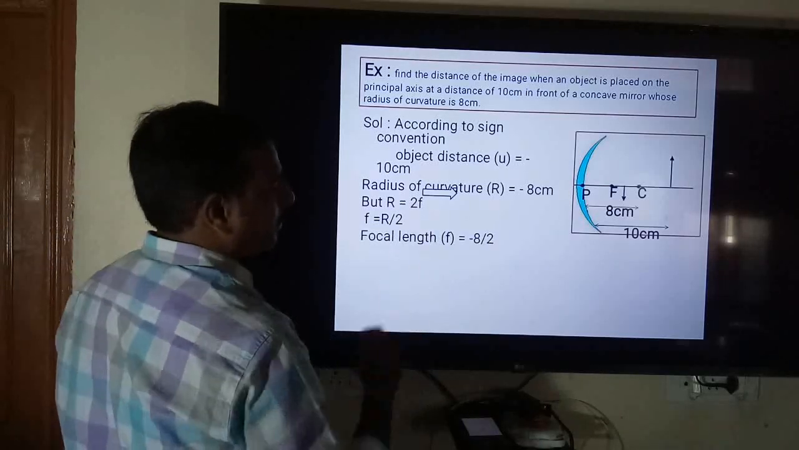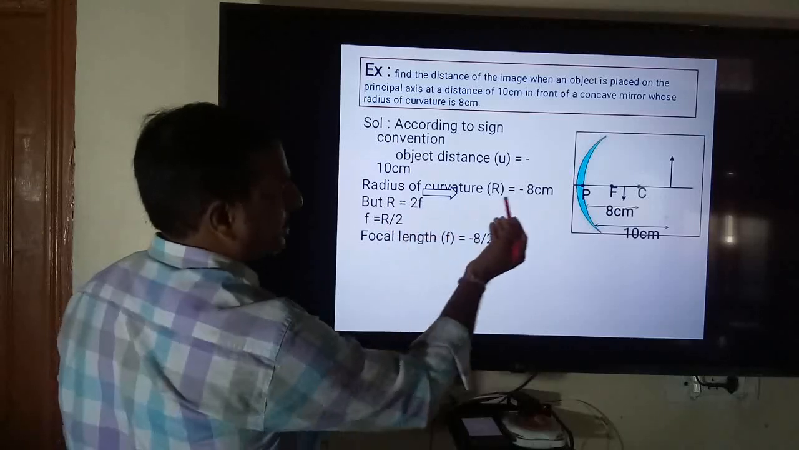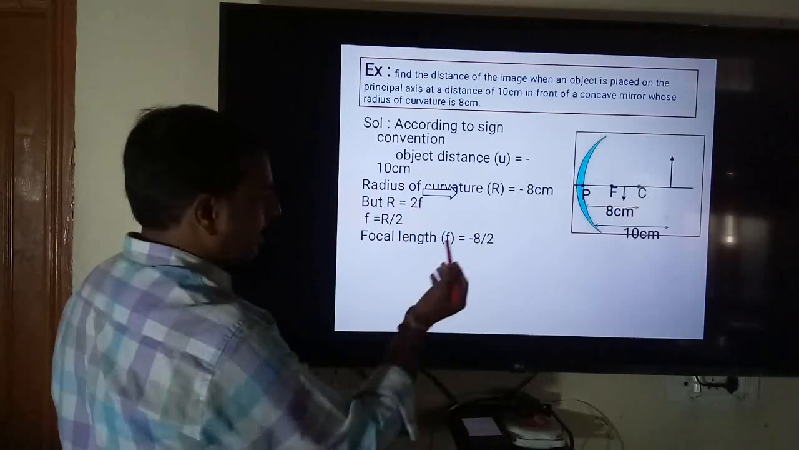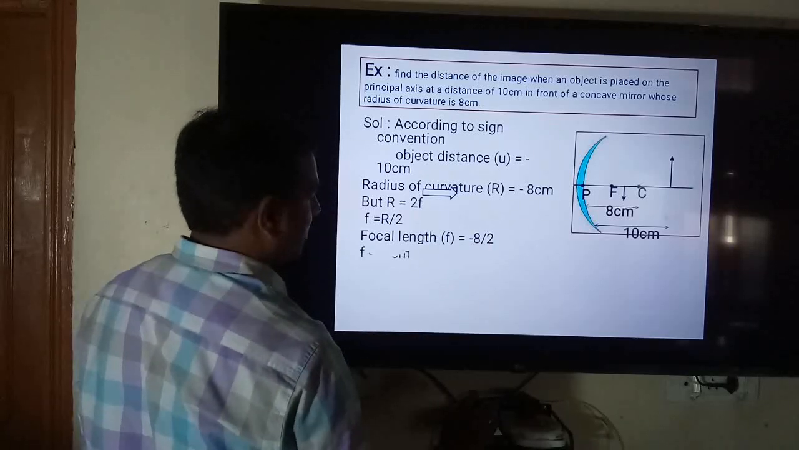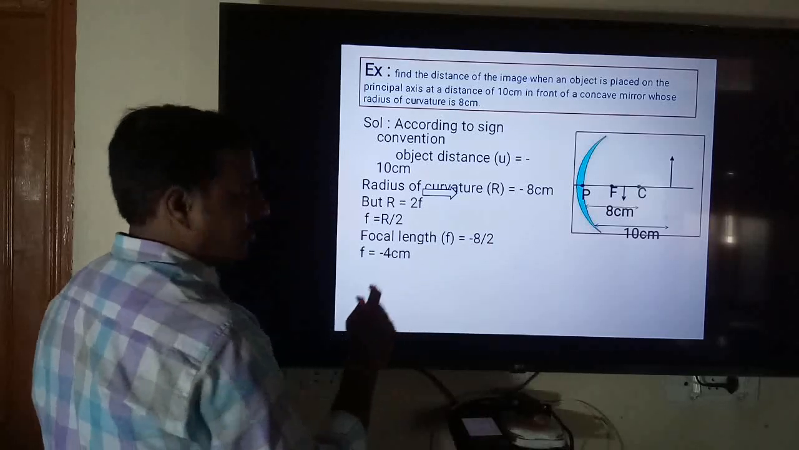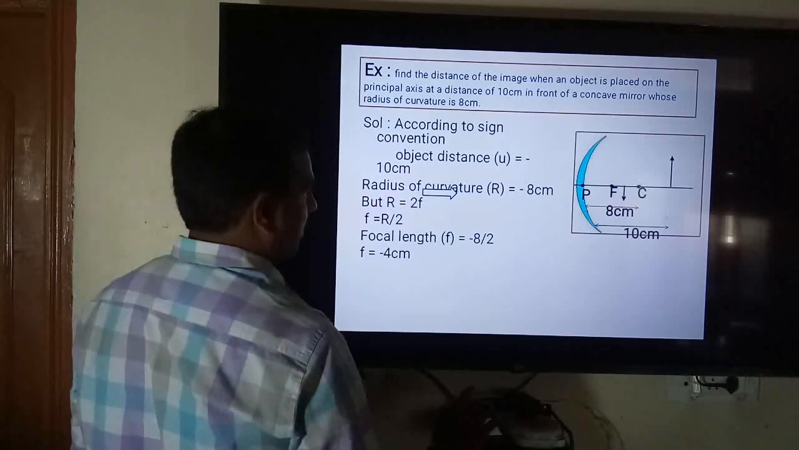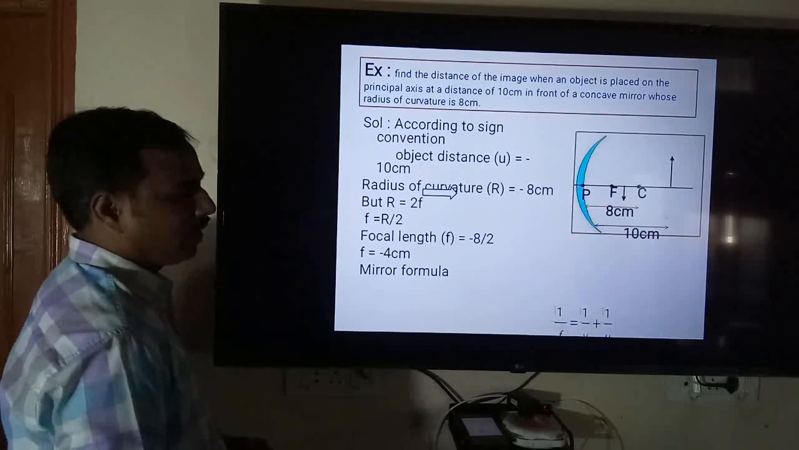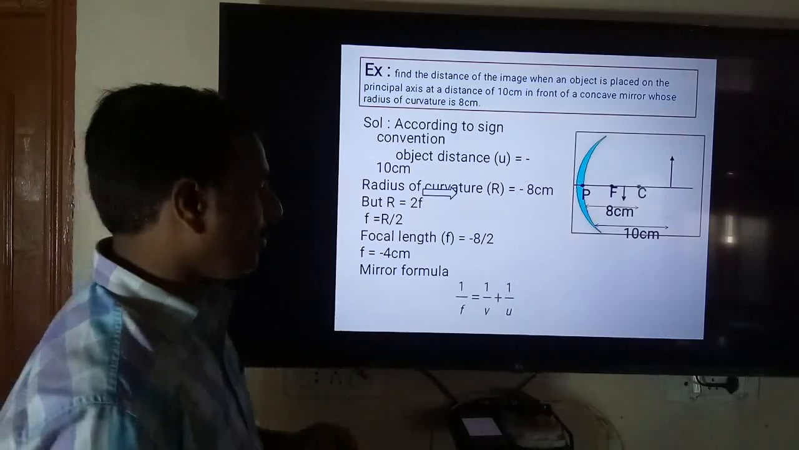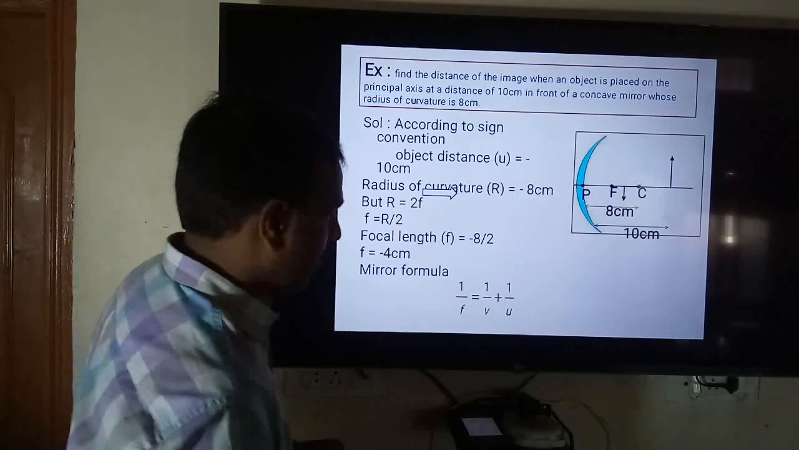So focal length F is equal to how much? Here our radius of curvature is minus 8 centimeters. Divide it by 2, then we get minus 4 centimeters. Focal length F is equal to minus 4 centimeters. Then we have the mirror formula. What is that? The mirror formula is 1 by F is equal to 1 by V plus 1 by U.